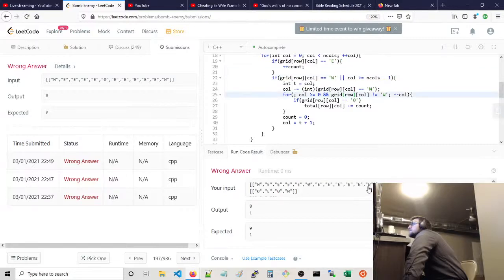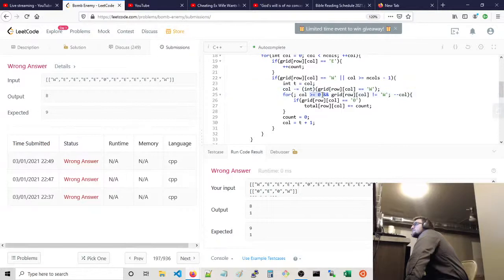And then we get here to n columns minus 1. And we say, okay, we see both of these things. Count is 9. Both of these cases are true. And we say, okay, decrement the column here, because we're at a wall, which makes sense.